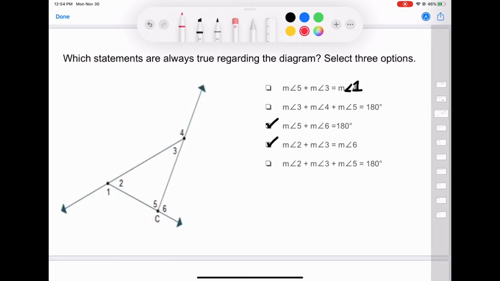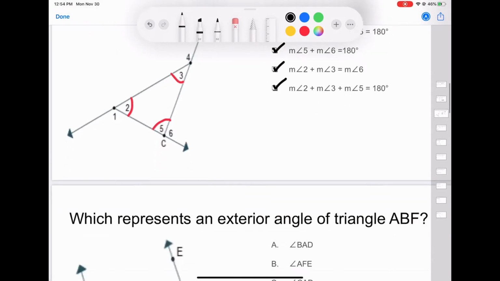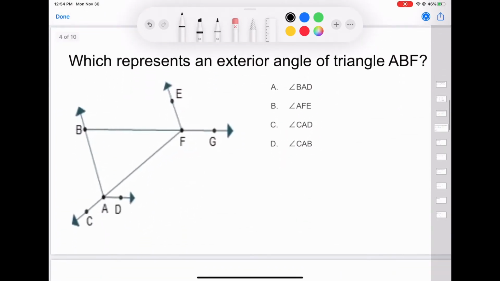This problem states the measure of angle 2, angle 3, and angle 5 is equal to 180 degrees. Well, we learned that the sum of all the interior angles is equal to 180 degrees, and so that is in fact our answer. Thus, we have selected three options, and so we can move on. Let's look at this next problem.